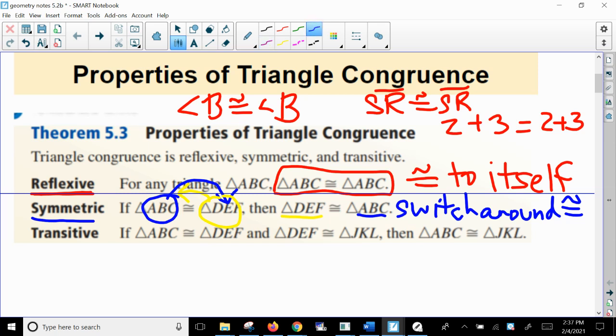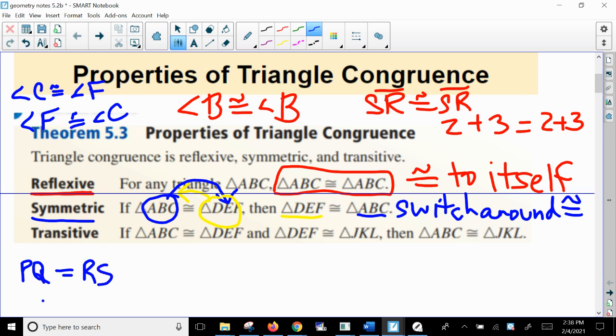The whole object. You could do it with angles again. So if I said angle C is congruent to angle F, and I use a symmetric property, that means I flip it around and say that means angle F is congruent to angle C. Or if I did it with segments, let's say I said segment PQ is congruent to segment RS. Well, symmetric property says RS is congruent to PQ. The letters did not flip. I took the whole segment and I flipped it on the other side. I didn't change PQ to QP. Don't do that, okay?